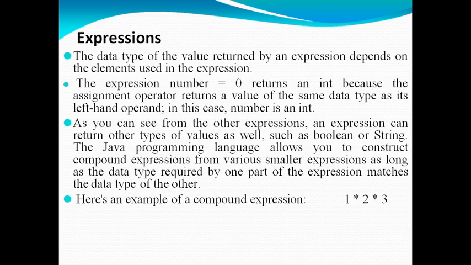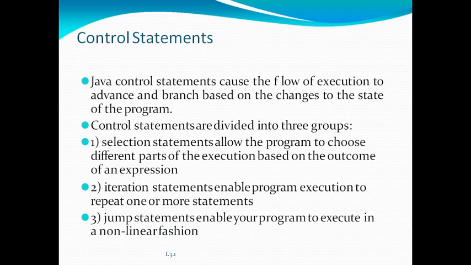So expressions, the combination of expressions. Then control statements. There are two types of control statements: conditional and unconditional. Conditional has three types: selection statements, iteration statements, and jumping statements. Selection means we use if else, else if ladder, and switch statements. Iteration means we use while, do while, and for. And then jump statements we have to use.